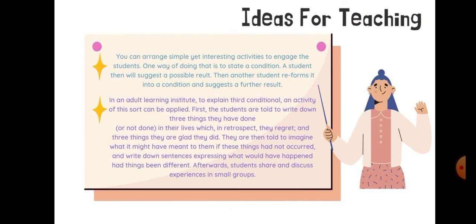In an adult learning institute, to explain third conditionals, an activity of this sort can be applied. First, the students are told to write down three things which they have done or not done in their lives which they regret, and three things they are glad they did. They are then told to imagine what it might have meant for them if these things had not occurred, and write down sentences expressing what would have happened had the things been different. Afterwards, students share and discuss experiences in small groups.